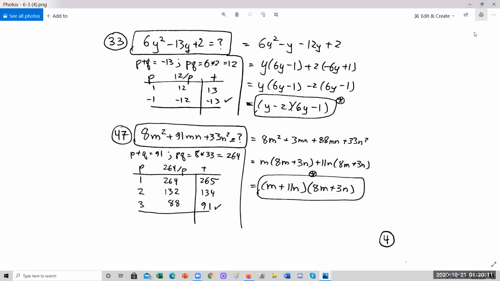Can you go back to 33? Yes. How do you go from the plus 2 to the negative 2 again? Oh, here you see here. Do you mind re-explaining it?